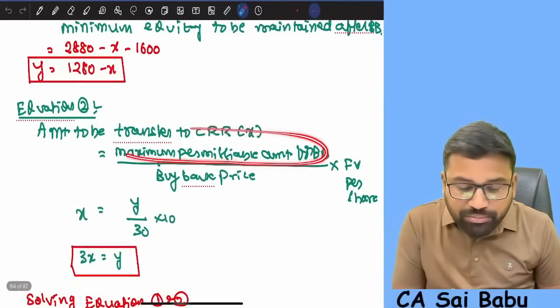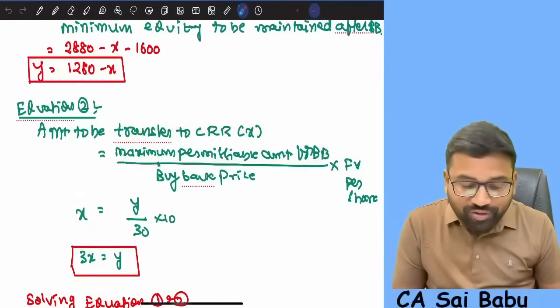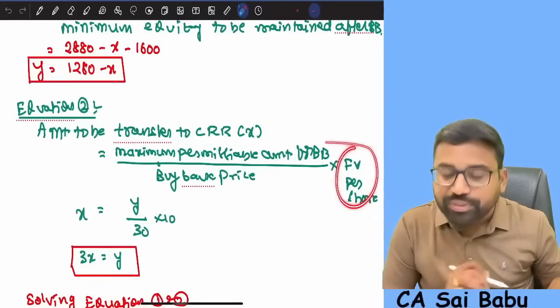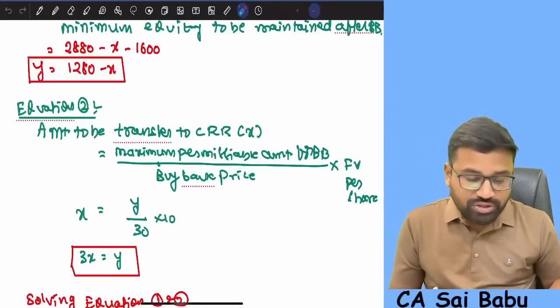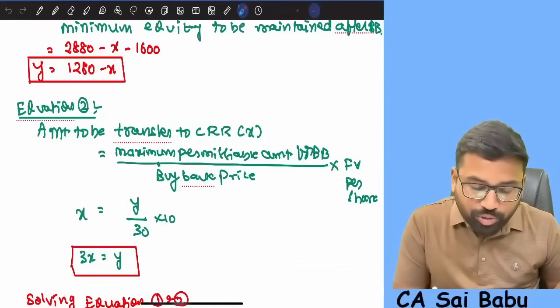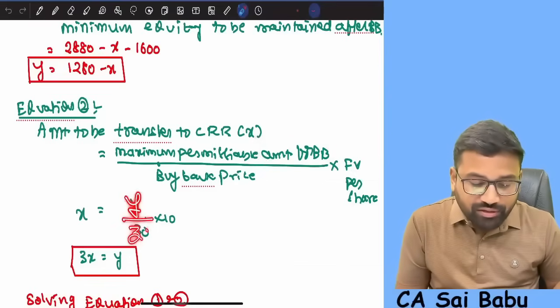Therefore, the maximum permissible amount for buyback is Y, divided by the buyback price. Then you will get the number of shares to be bought back, multiplied by the face value per share, which is 10 rupees. So X is equal to the maximum amount permitted for buyback, that is Y we assume, divided by 30 rupees.